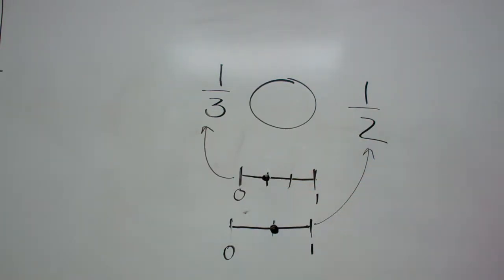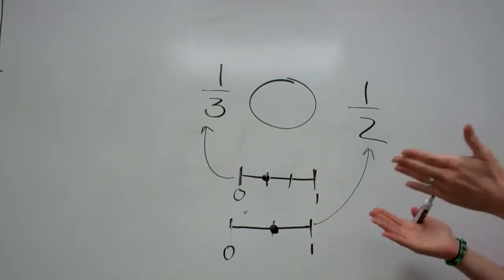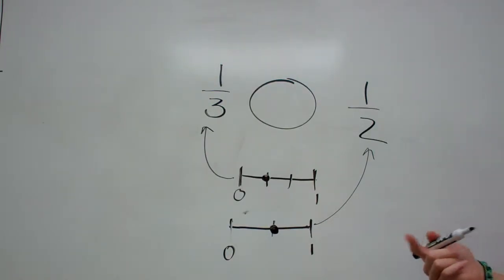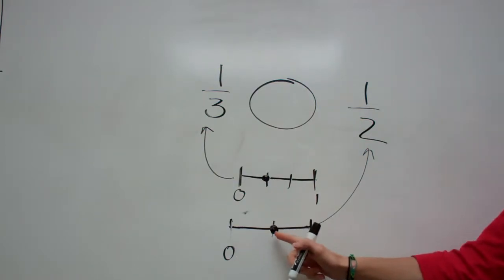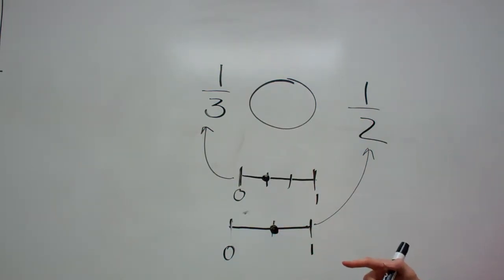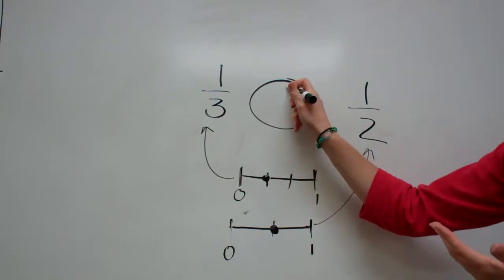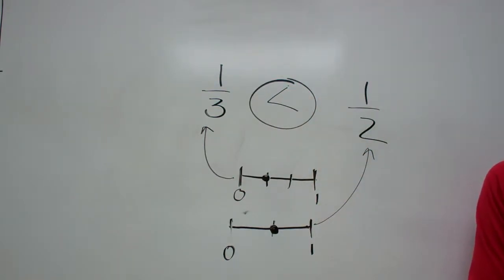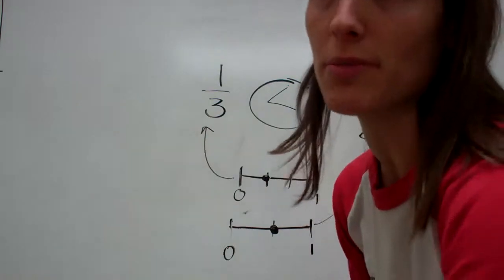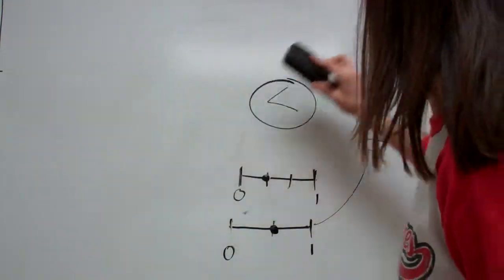1/2 wins. Can you tell? Because it's a bigger portion. It's actually farther from 0, so it is bigger. You can tell without even doing that. Yes, you can on some of them. All right, let's try this one.